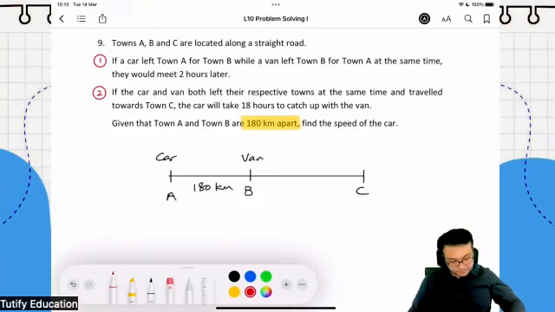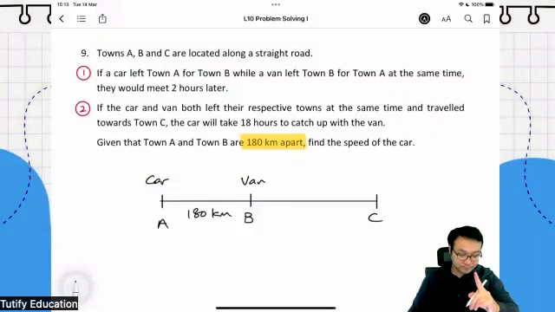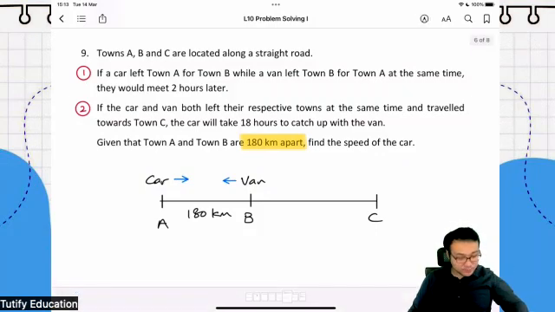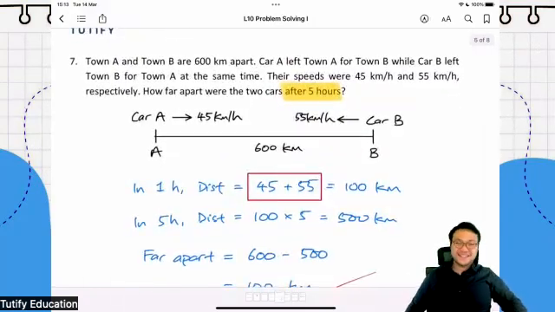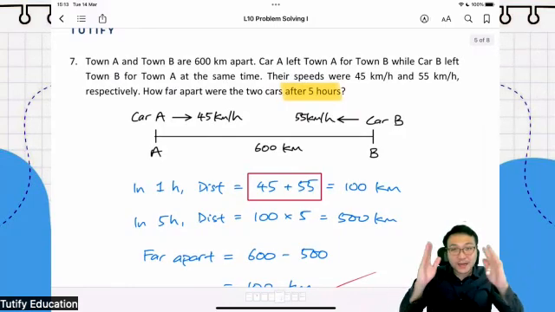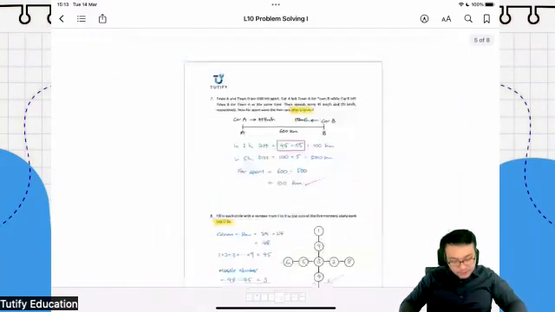Okay. Now, let's take a look at the first scenario. First scenario says that if the car and the van are traveling towards each other, they are going to meet in 2 hours. So immediately I want to bring you back to the previous question. Look here. Remember this question, students? What do you do when 2 cars are traveling towards each other? You add up their total distance that they travel, correct? Okay, so now let's go back here.